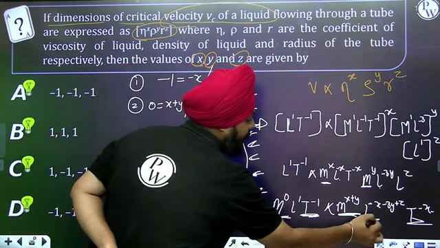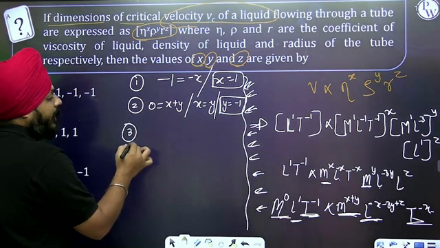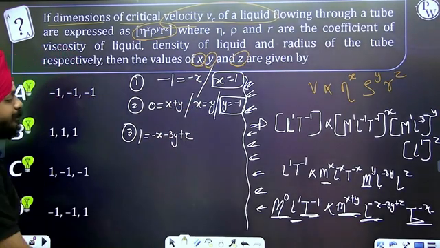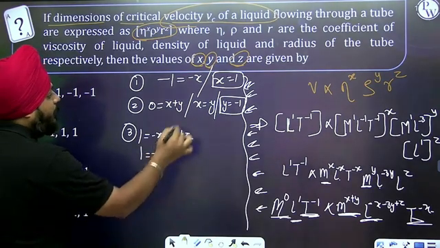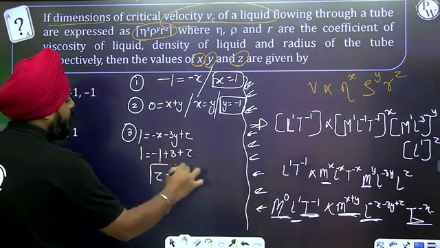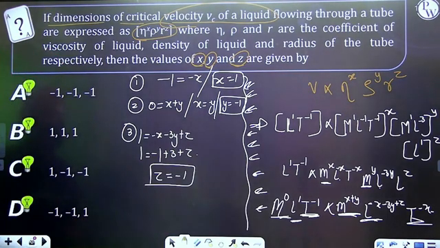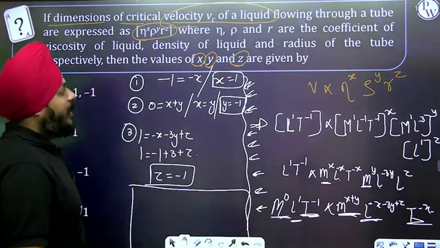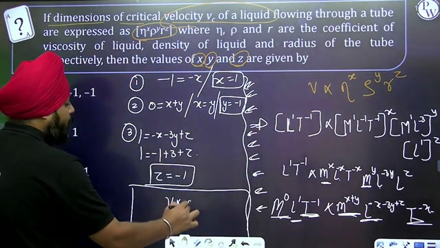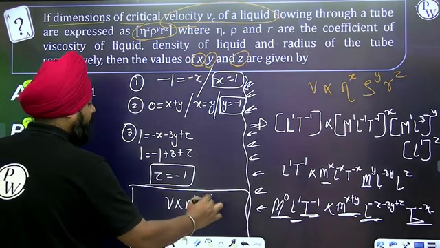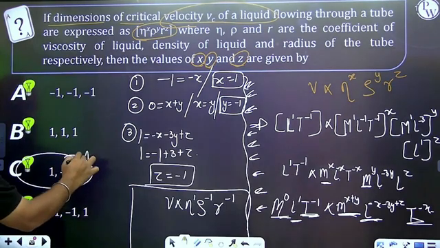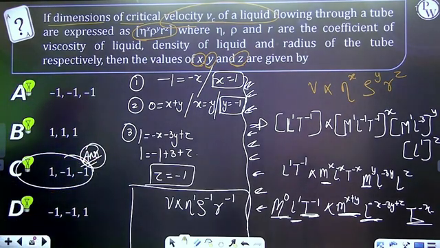Now, comparing the powers of L, can we say 1 is equal to minus x minus 3y plus z. What is the value of x? Minus 1. So it is plus 3 plus z, and z you are going to get as minus 1. So what formula do we obtain? We obtain the dependency of the velocity on the other physical quantities: V is directly proportional to eta to the power 1, density to the power minus 1 and R to the power minus 1. This is the perfect answer for this specific question.